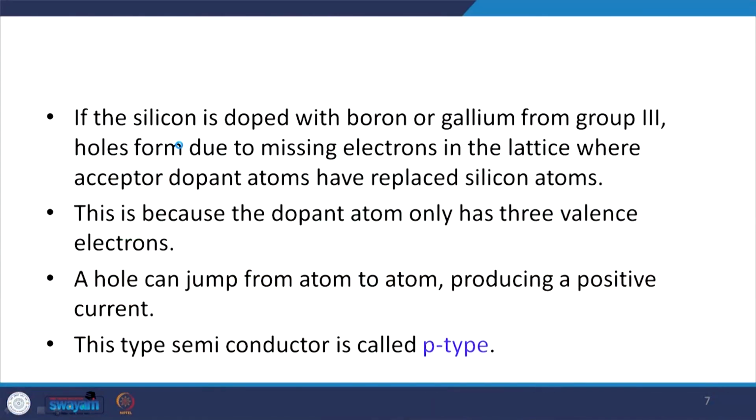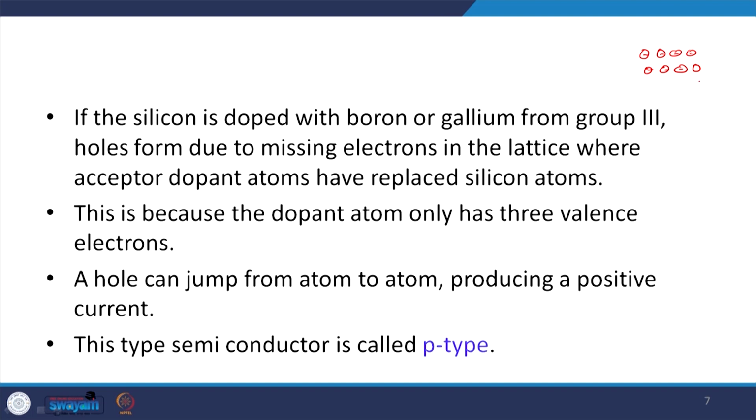Now, if the silicon is doped with boron or gallium, say from group 3, then holes form due to the missing electrons in the lattice, where acceptor dopant atoms have replaced the silicon atom. This is because the dopant atom only has 3 valence electrons. So basically what you will have is, say, 1, 2, 3, 4, 5, 6, 7, 8. So you have a total of 7 electrons and there is a hole.